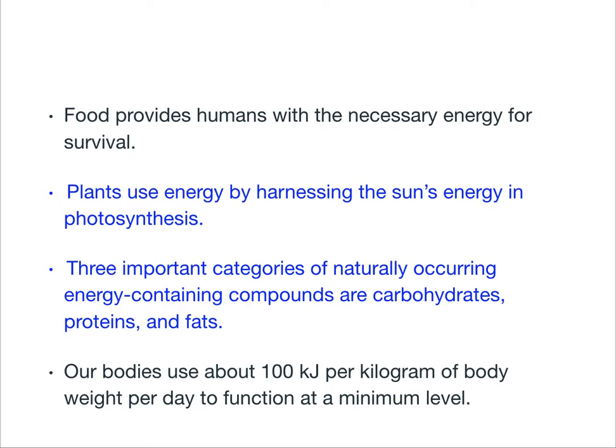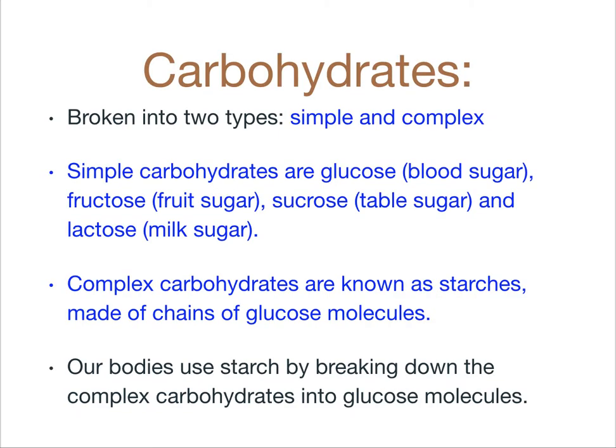So we've got three important categories of macromolecules we need to consider in terms of energy. Carbohydrates, proteins, and fats. Yes, this does sound like Biology 20 all over again. So carbohydrates can be broken down into two different types. You can have simple carbohydrates and complex carbohydrates. Monosaccharides and polysaccharides. For carbohydrates, that includes glucose, which is blood sugar, fructose, which is usually fruit sugar, sucrose, which is the table sugar that we eat, and lactose, which is milk sugar. Do note some of those also are disaccharides, but they're still pretty darn simple.